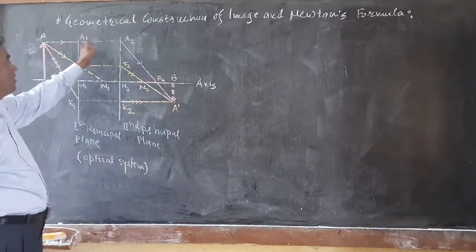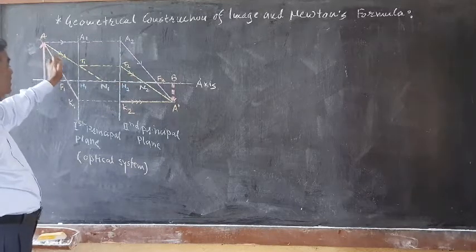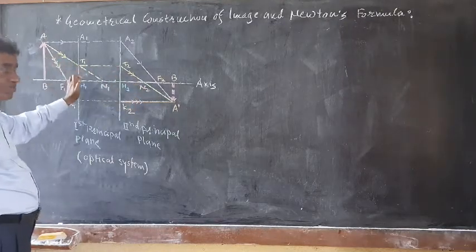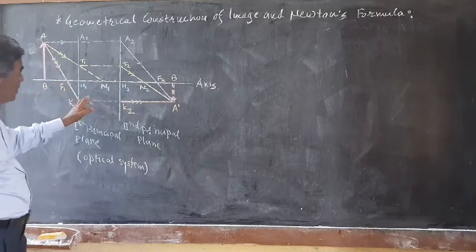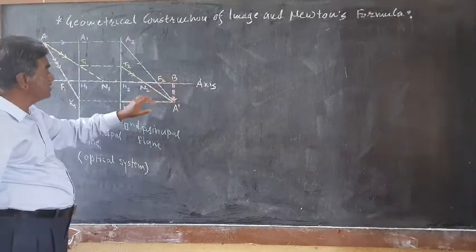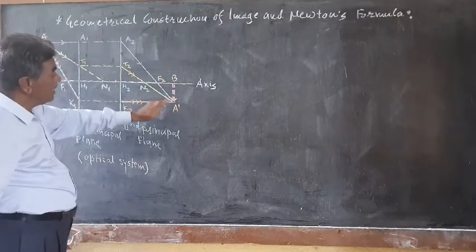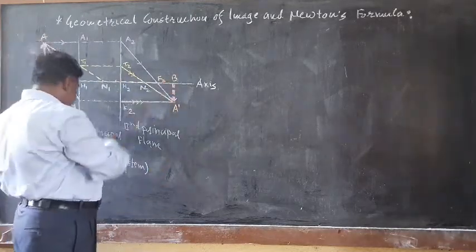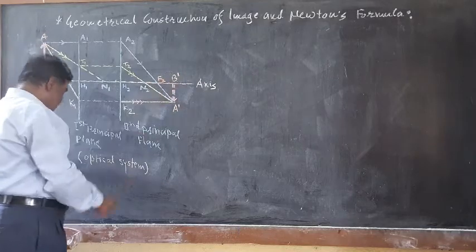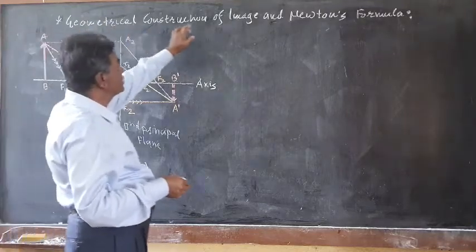It is indicated by one of the colors. In the yellow color, we have drawn the second ray, with double arrow indication. It is directed towards N1. After refraction, it proceeds from N2 in a direction parallel to the first one. And we have drawn the third ray here, which is passing through F1. After refraction, it proceeds parallel to the principal axis, and the intersection of the two refracted rays gives A dash, the image of A. A dash B dash will be the image of the object. So this is the geometrical construction of the image.